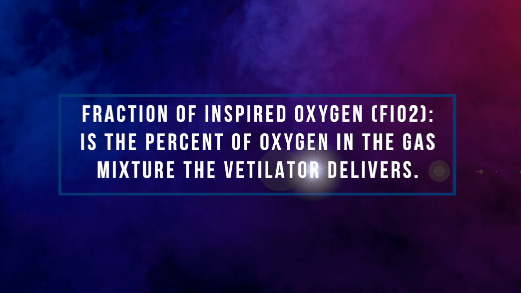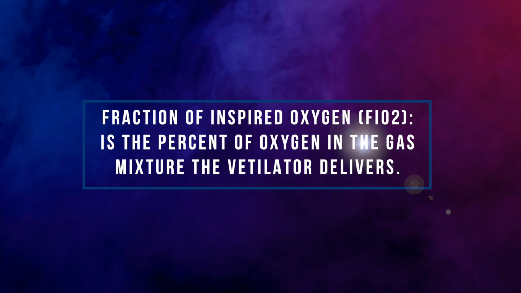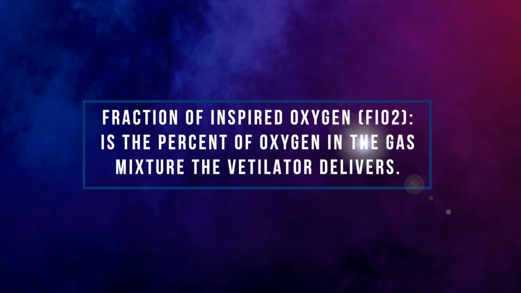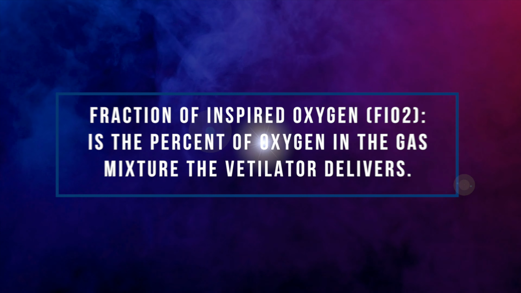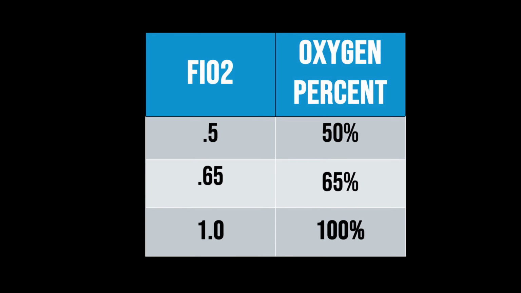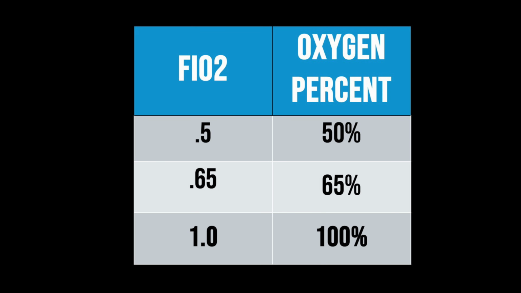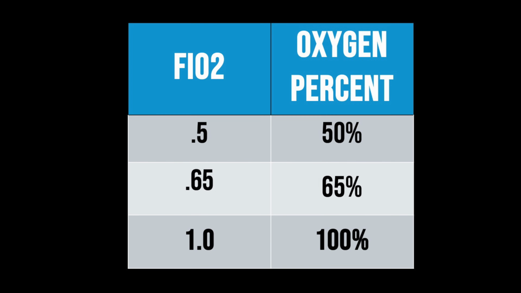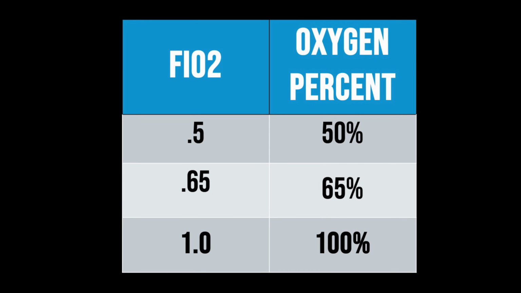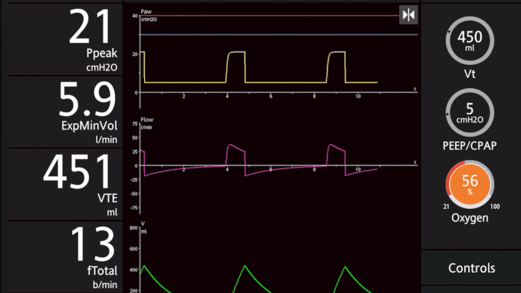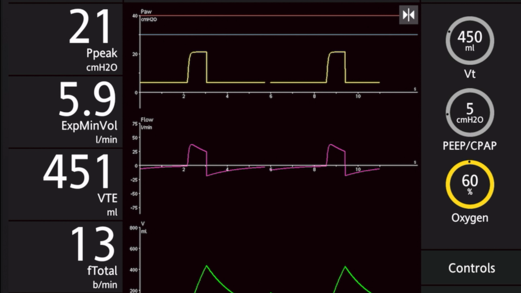The fraction of inspired oxygen, FIO2, is the percent of oxygen in the gas mixture the ventilator delivers. You may see FIO2 articulated as a percent or expressed as a decimal. For example, an FIO2 of 0.5 or 0.50 equals 50%. An FIO2 of 0.65 equals 65%. And an FIO2 of 1 is 100%. On the Hamilton T1, dialing in the amount of oxygen is easy. Remember that the higher the FIO2, the faster the oxygen bottle is consumed.